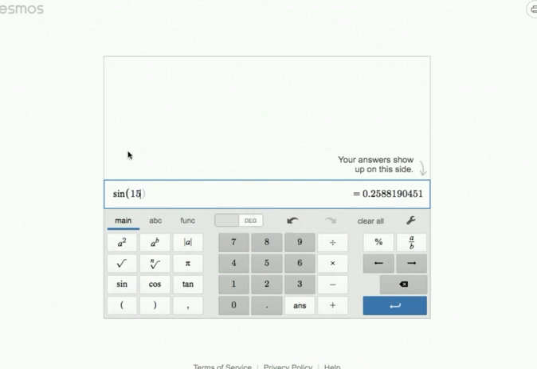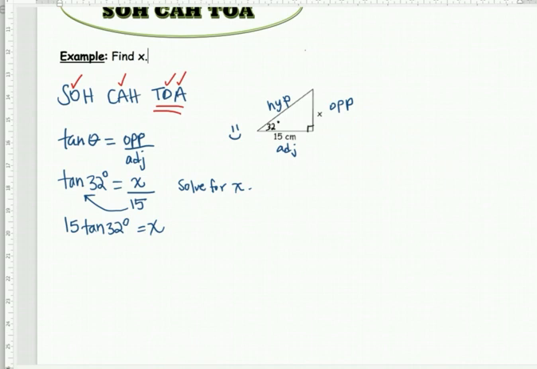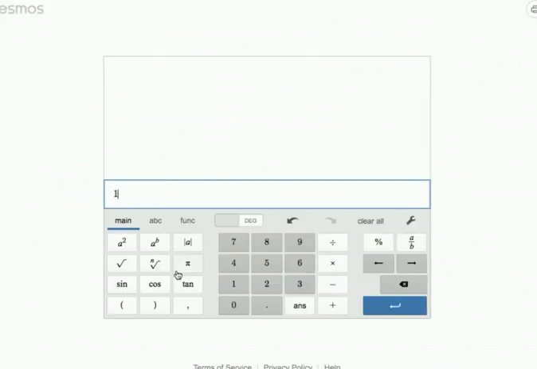In here, if you're just fiddling with this, see how it's on degrees, then it's good. If I click it here, it'll change to radians, and then the number changes. So you want to make sure that you see degree, and then you're in the right mode. We have sine, cosine, tangent here that we can use. So what we want here is 15 times tangent 32, and there's our number, 9.37.